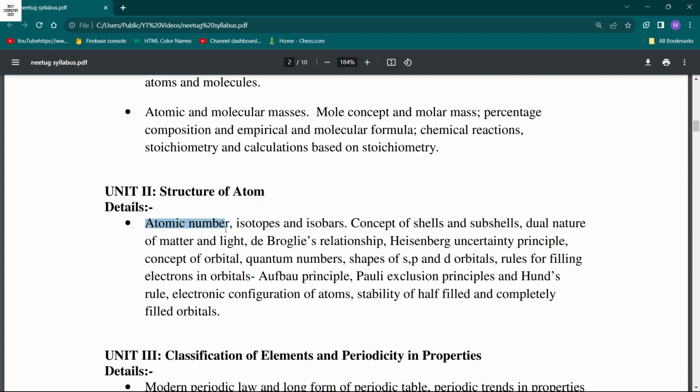After this, in every video we'll be discussing one concept, and in this video we'll be discussing atomic number, isotopes, isobars. Also, we'll be discussing what are isotones and what are isoelectronics, right? So we'll be discussing this first topic over here. After this, in the next video, we'll be discussing concept of shells and subshells, and the subsequent topics will be seen in subsequent videos. All right. So let's start.